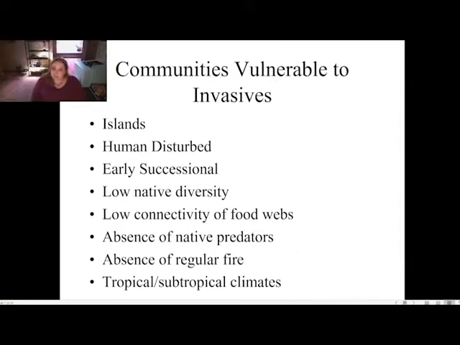Areas with low native diversity and a low connectivity of food webs are also particularly vulnerable. Again, that's because there are open niches available. You don't have the diversity that you need to fill every single niche, so it leaves openings for invasives to come in and take hold of that role. Areas with the absence of native predators are also vulnerable. If there's nothing eating the invasive species, then they're going to have a much easier time surviving there. There's also an issue with communities that have an absence of regular fire.